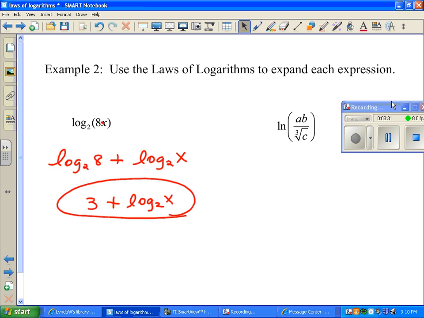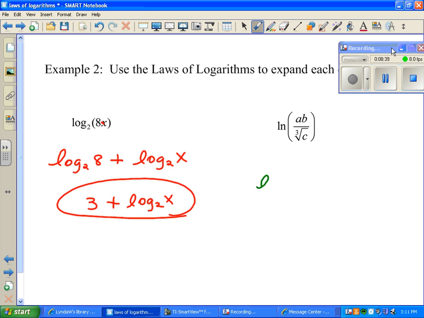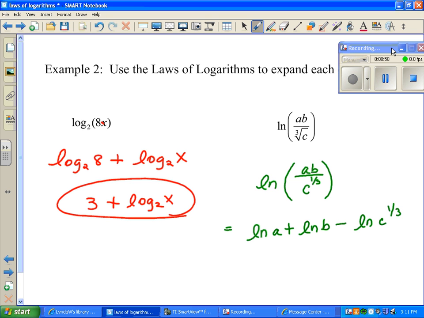Okay. In the second one, I've got a couple things going on here. One of the things that I would do first is get rid of that cube root. So I'm going to take the natural log of the product of AB divided by c to the 1/3 power. Okay, now I'm going to expand this into the natural log of A plus the natural log of B minus the natural log of c to the 1/3. I'm subtracting the c to the 1/3 because it's being divided in the original problem. And then one other thing I could do is move that 1/3 power to the front of the natural log of c.